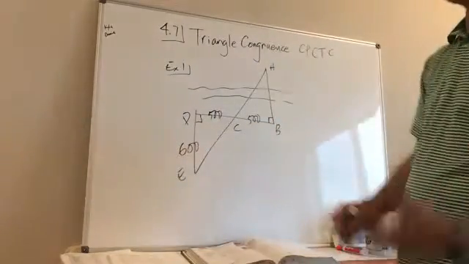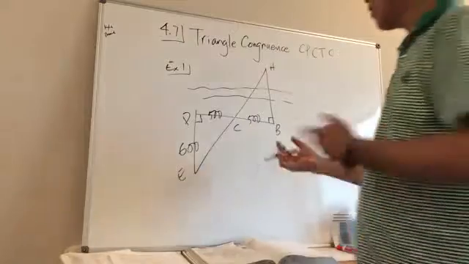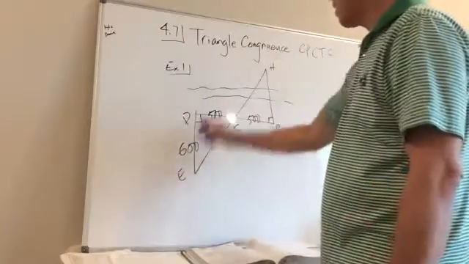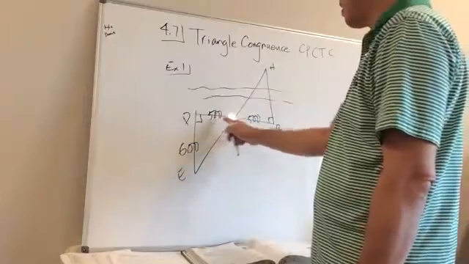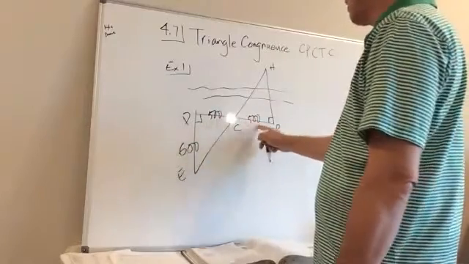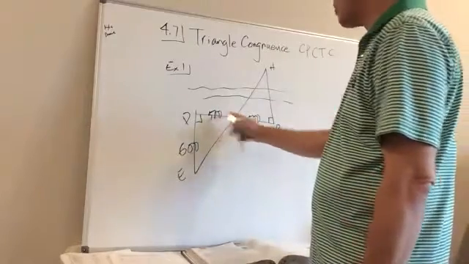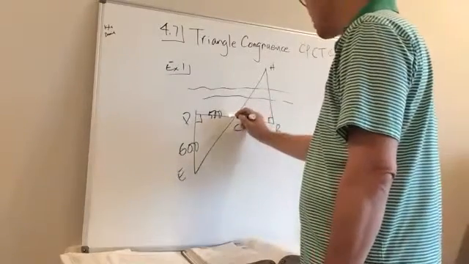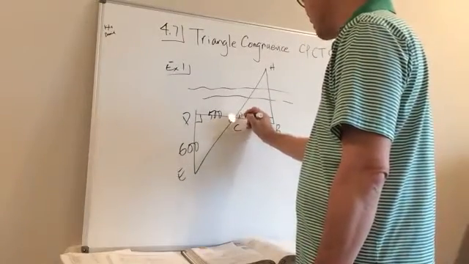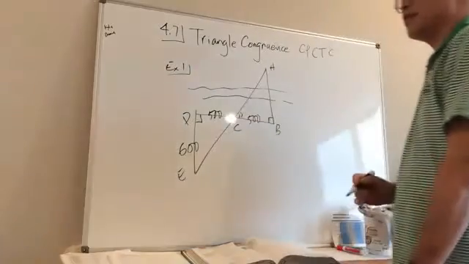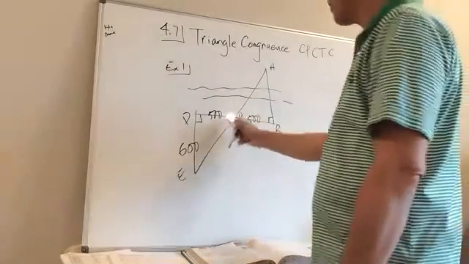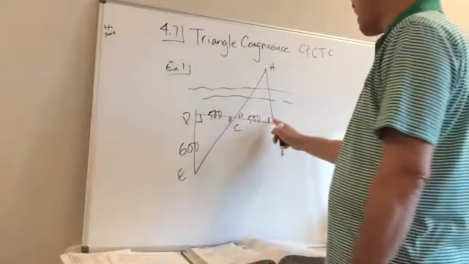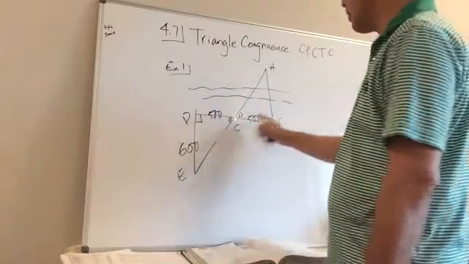So we need to find the congruence statement first, right? Are these two triangles congruent? Well, I have one leg that is the same, so I have a side. I also know that these two angles are congruent because they are vertical angles, okay? But I also know that this angle is congruent, right?